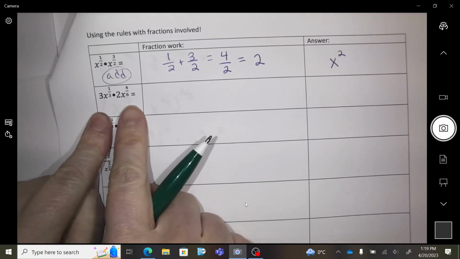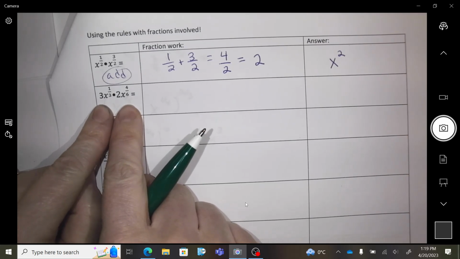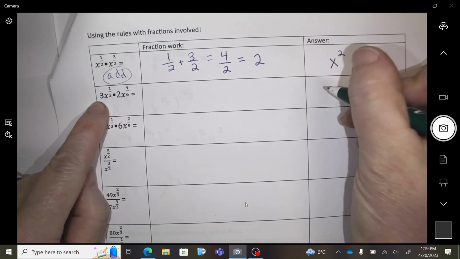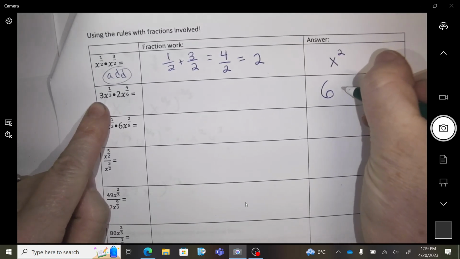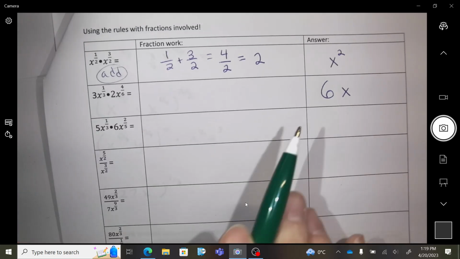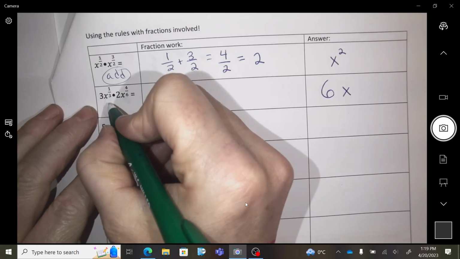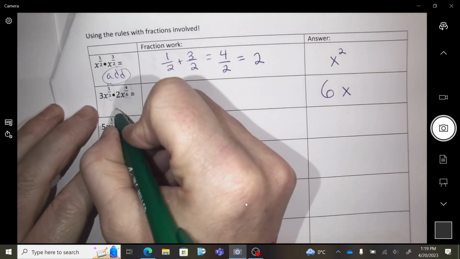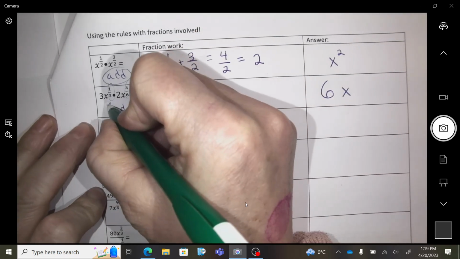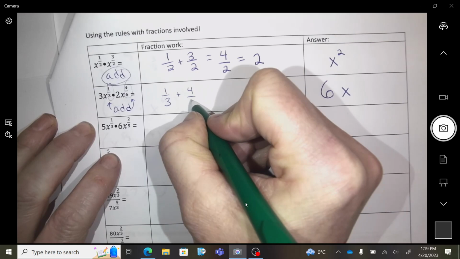Okay, this is the same idea. We have a multiplication, so we're going to add the exponents, but before we do that, multiplying, so this coefficient is a 6, base is an x, and then I have to figure out the exponent, and I'm going to figure that out by adding the exponents. Okay, so we have a 1/3 plus a 4/6.